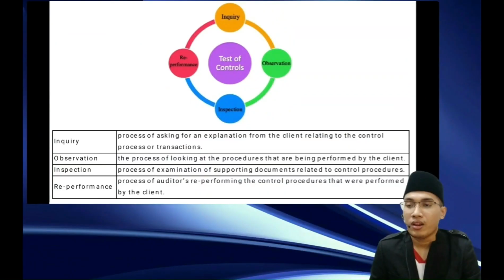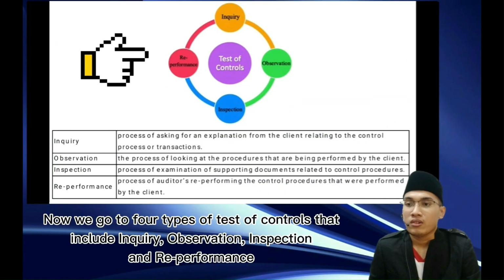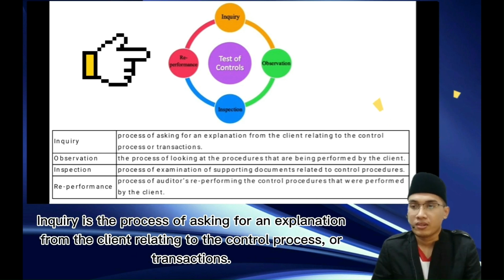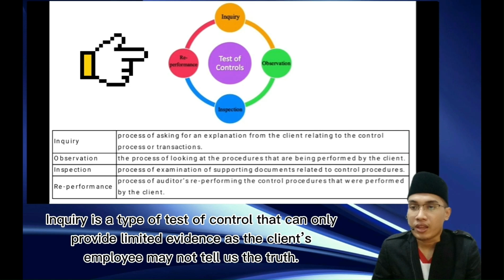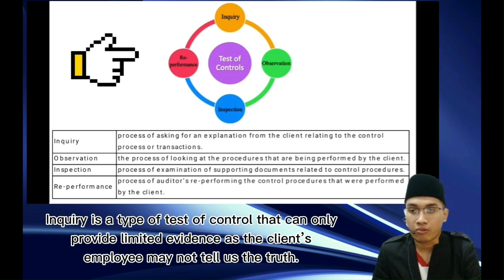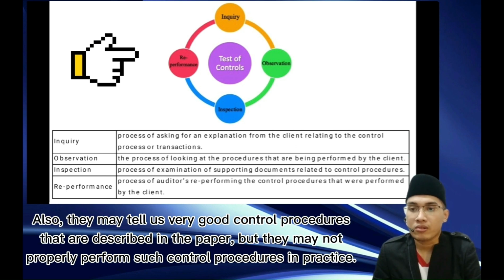produced or maintained. Now we go to 4 types of test of control that include inquiry, observation, inspection, and re-performance. Inquiry is the process of asking for an explanation from the client relating to the control process or transaction. For example, we may ask the client's personnel for an explanation about inventory counting procedures at the year end. Inquiry is the type of test of control that can only provide limited evidence, as the client employee may not tell us the truth. Also, they may tell us very good control procedures that are described in the paper, but they may not properly perform such a control procedure in practice.